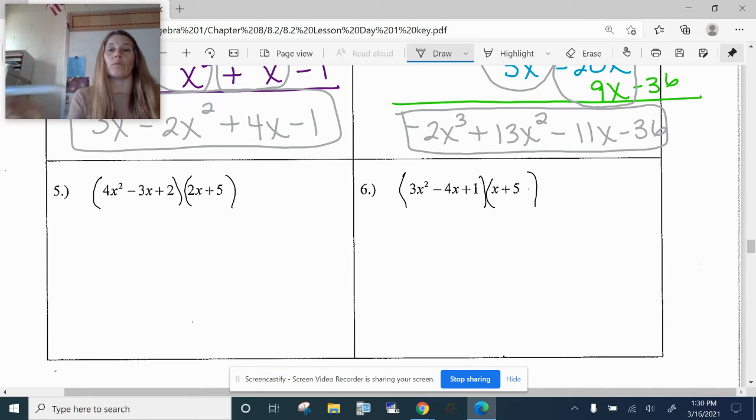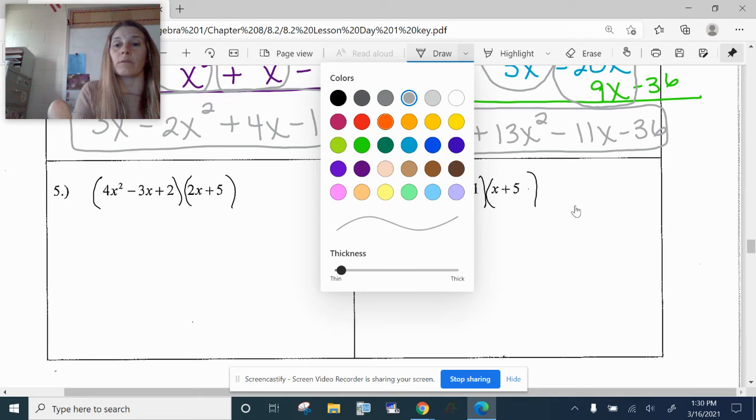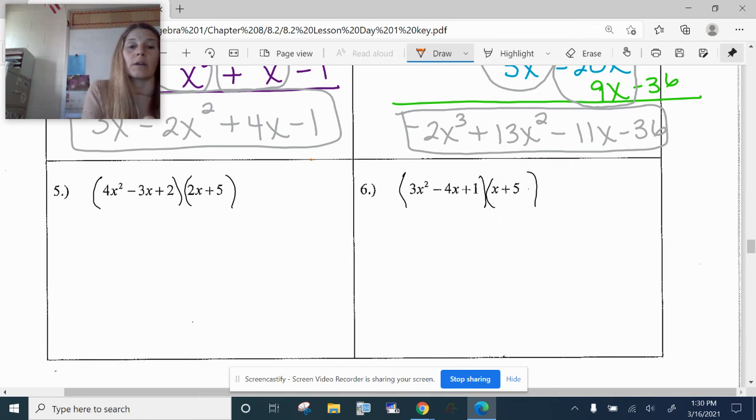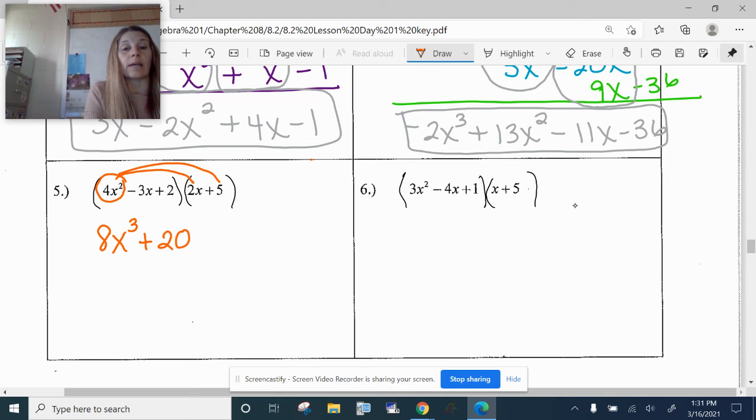All right, and we got 2 more of these. So just getting extra practice here. So I have this trinomial 4x squared. I'm distributing it there. 4x squared times 2x will be 8x cubed because we had to add those exponents. And 4x squared times 5 is 20x squared.